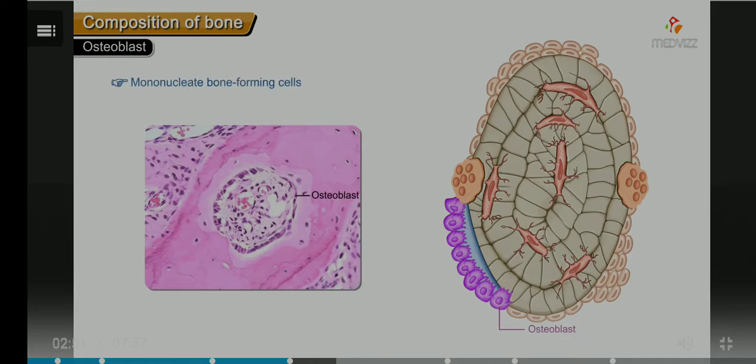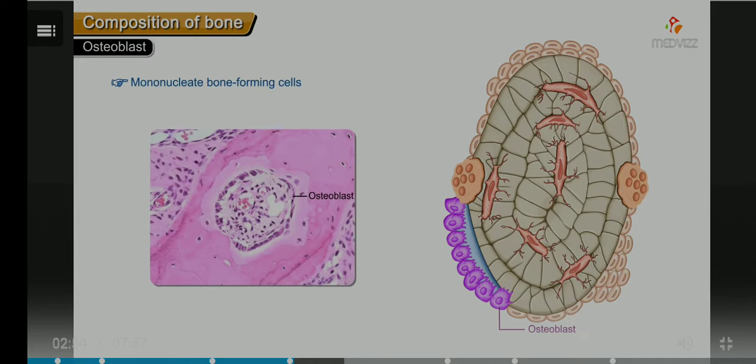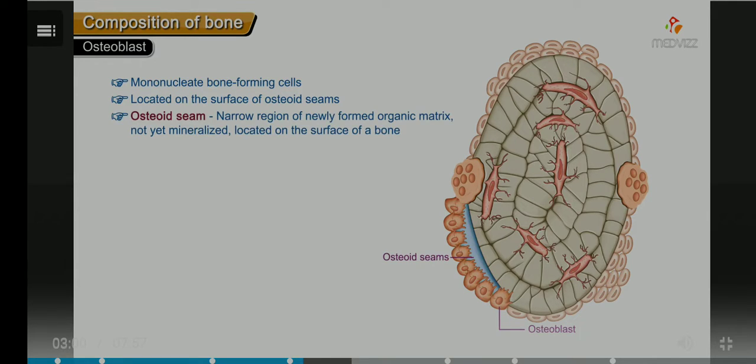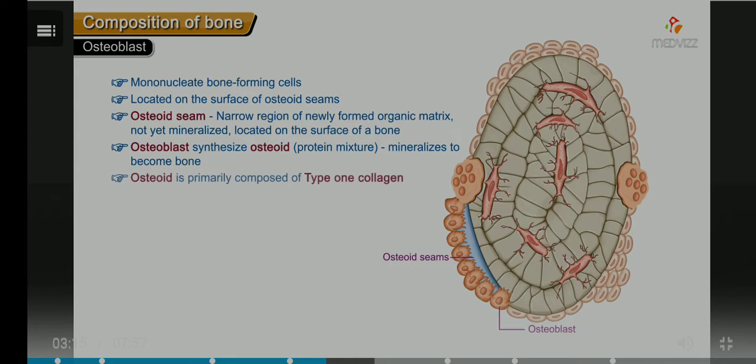Osteoblasts are mononucleate bone-forming cells. They are located on the surface of the osteoid seams. The osteoid seam is a narrow region of newly formed organic matrix which is not yet mineralized, located on the surface of a bone, and made of a protein mixture known as the osteoid, which mineralizes to become bone. The osteoid is primarily composed of type 1 collagen.